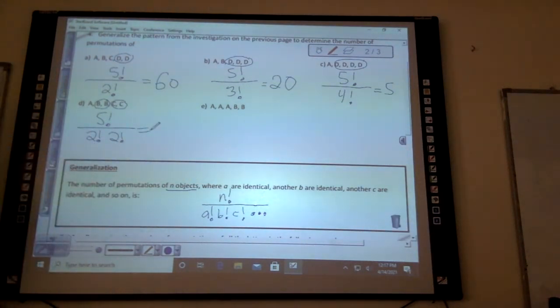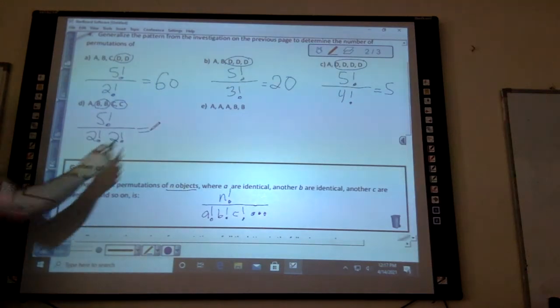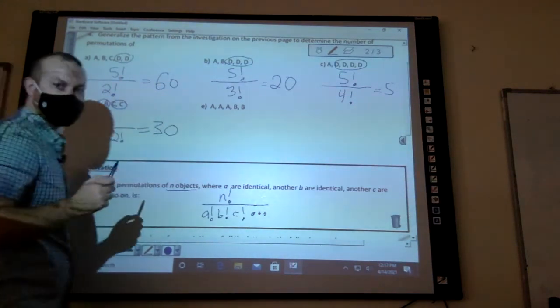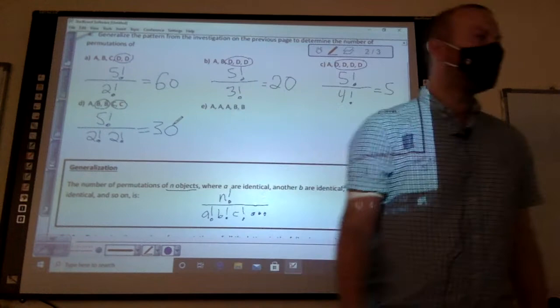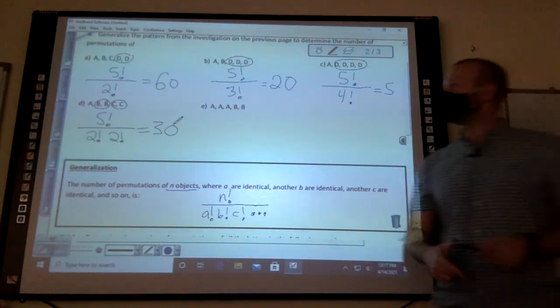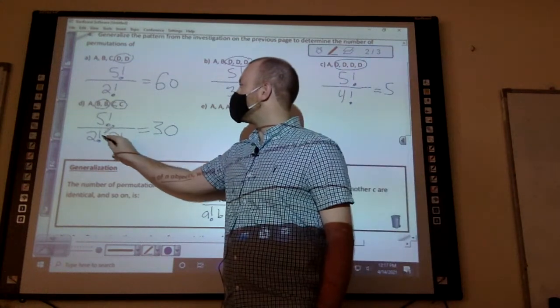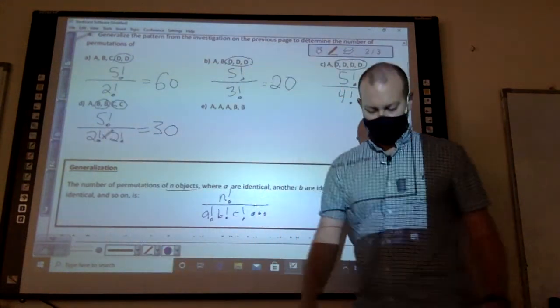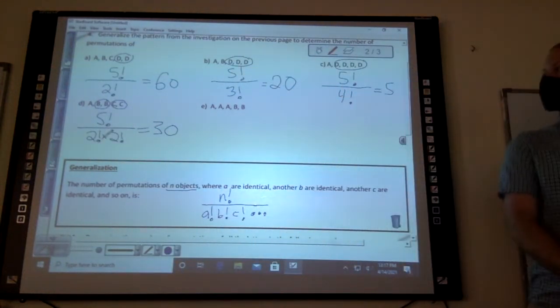So plug that in. So what's that? That'll be 120 divided by 4. That should give you 30. Sound right? Yeah, good. You'll probably need to put a times symbol in between these. The calculator doesn't like when you just put it like that.